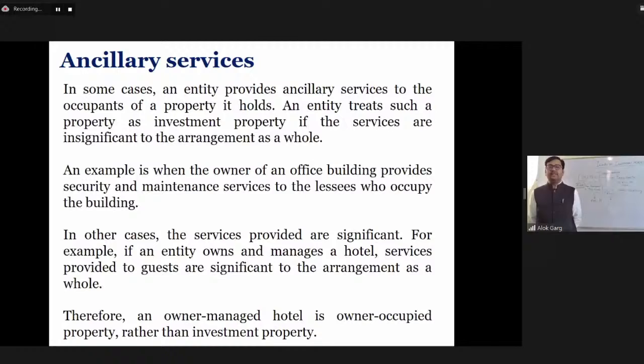In other cases, the services provided are significant. For example, if an entity owns and manages a hotel, services provided to guests are significant to the arrangement as a whole. Therefore, an owner-managed hotel is considered an owner-occupied property, or property, plant and equipment, rather than an investment property.